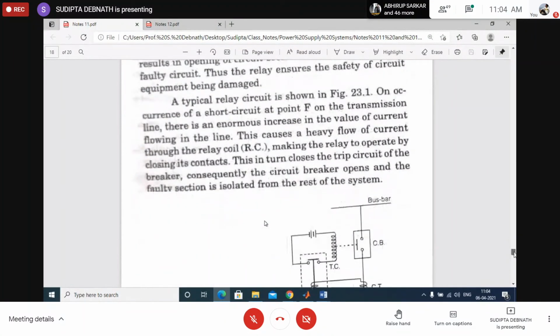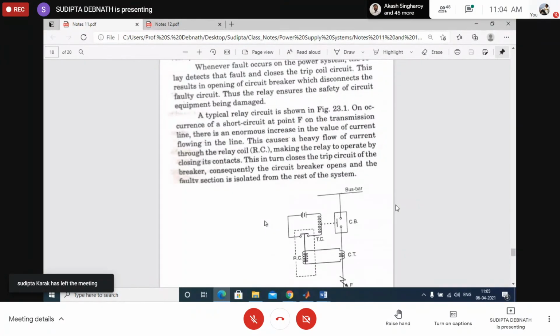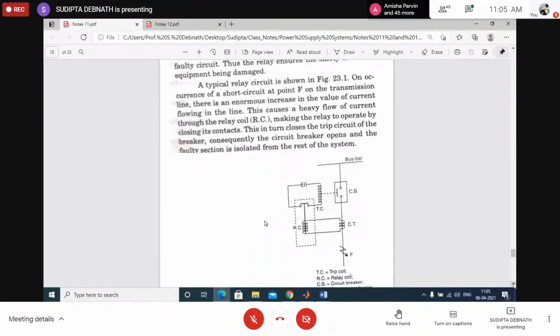The typical relay is shown in this figure. See how it is connected. If it senses the current, it should be connected with a CT. Say this is the main line, and suppose the fault has occurred. Who will sense the current? This is the relay coil. The relay coil will sense the current, so it must be connected to the CT. The primary of the CT is connected to this line, and the secondary of the CT is connected to the relay coil. So it senses the abnormal condition.